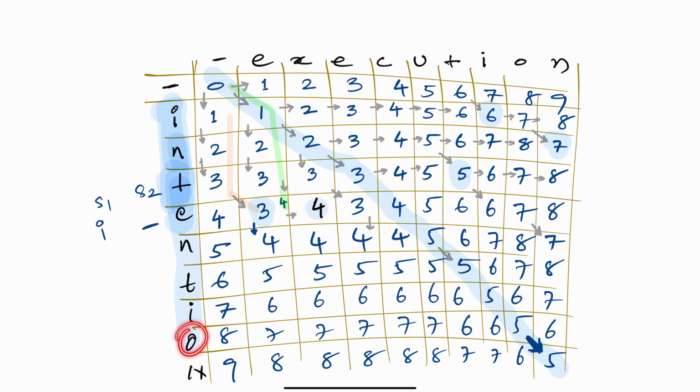Now since this was O, pay attention to this O. So I'm talking about these values. How many operations do we require? We need to just copy as it is, because this O is matching with this O. I should not increment with plus 1. So we require 5 operations.